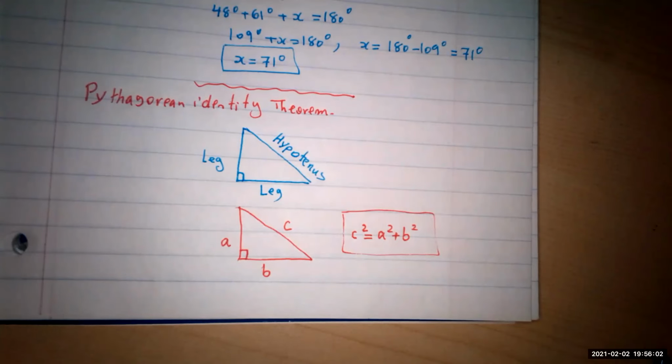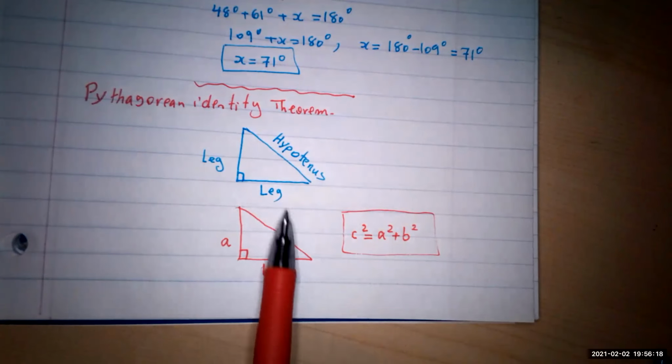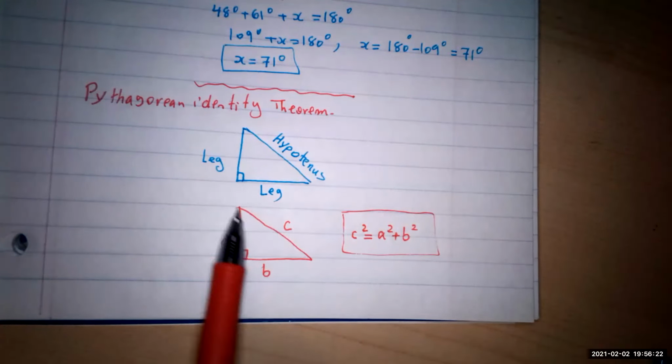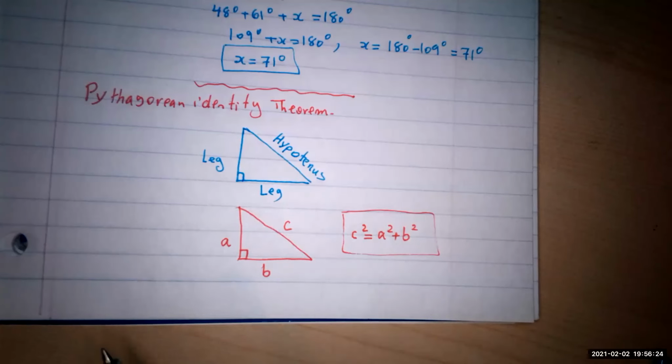Okay, so the square of the bigger side, C squared, is equal to the sum of the squares of the other ones. In order to get C, the hypotenuse, which is opposite the right angle, so the side opposite the right angle is going to be your hypotenuse over here. Okay, so C squared is A squared plus B squared.